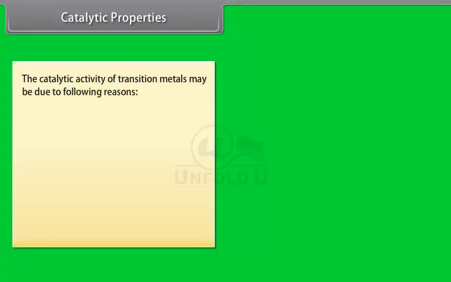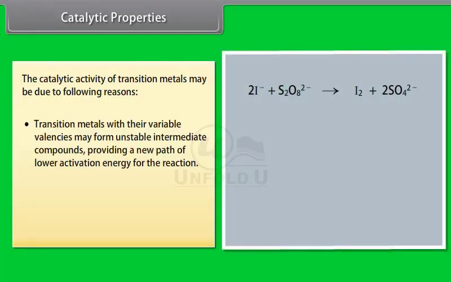Catalytic properties. The catalytic activity of transition metals may be due to following reasons. Transition metals with their variable valencies may form unstable intermediate compounds, providing a new path of lower activation energy for a reaction. For example, iron catalyzes the reaction between iodide and persulfate ions.